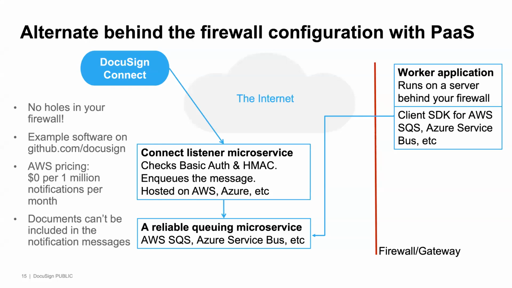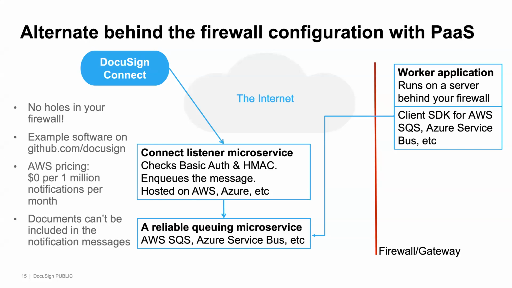So I think this is pretty good. We've got some customers using this, and you're welcome to make your own decisions about it. We have example software available for this on github.com/DocuSign, and the pricing is quite reasonable. With AWS, for example, they have what they call the free tier, and you can do 1 million notifications per month for $0. The main issue, of course, is that this involves additional steps and so forth.